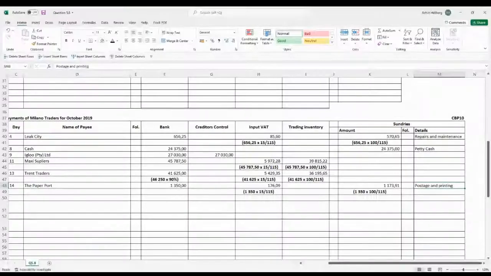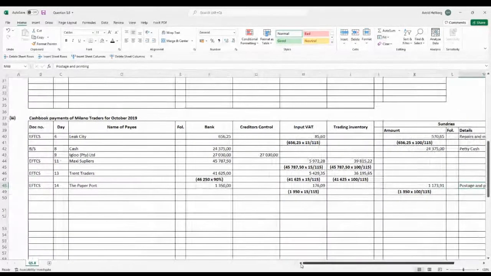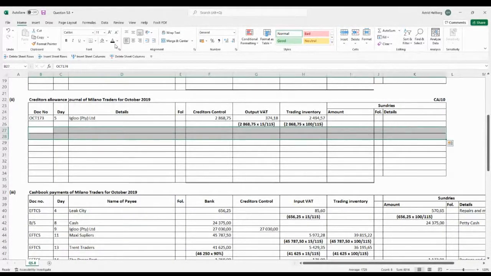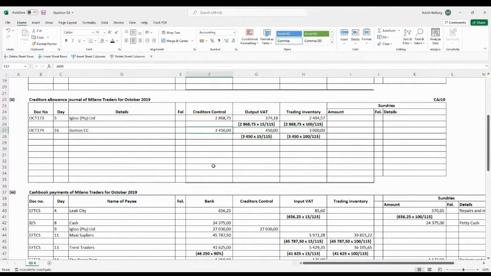Okay, so Gordon CC, trading inventory was returned. So we say returns go to your creditors allowance journals. Okay, so it's straightforward, the 3,450 Rand, and then we just claim the output VAT, or we raise the output VAT, and we take the difference to trading inventory.